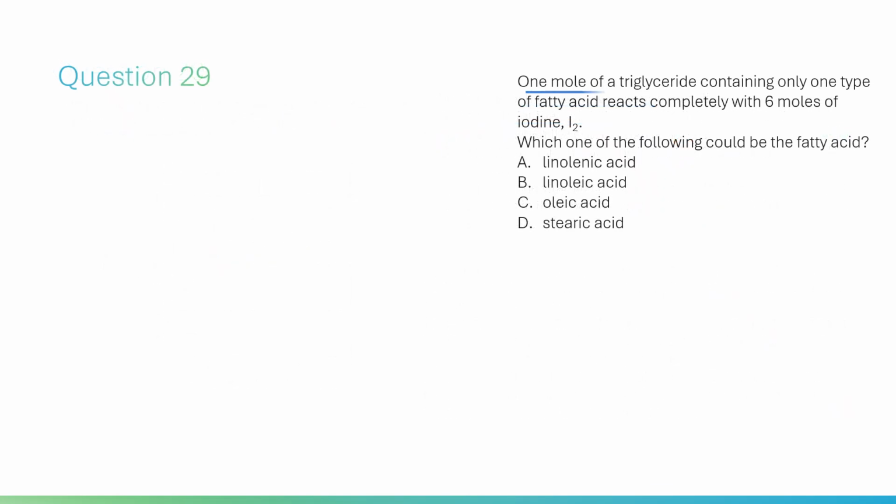One mole of a triglyceride containing only one type of fatty acid reacts completely with 6 moles of iodine, I2. Which one of the following could be the fatty acid? This question requires us to determine the identity of a fatty acid based on how its triglyceride reacts with iodine, I2. Let's break down the chemistry behind the examiner's brief comment.